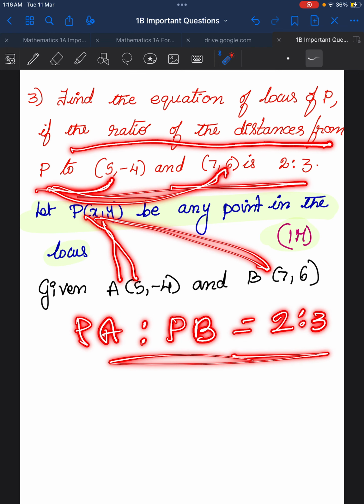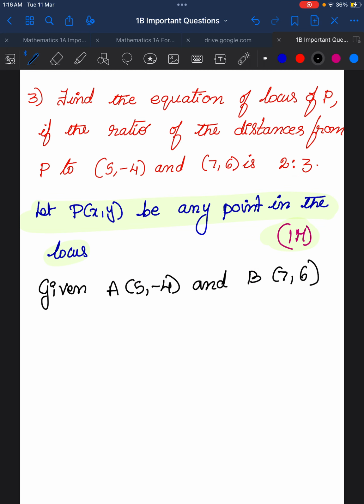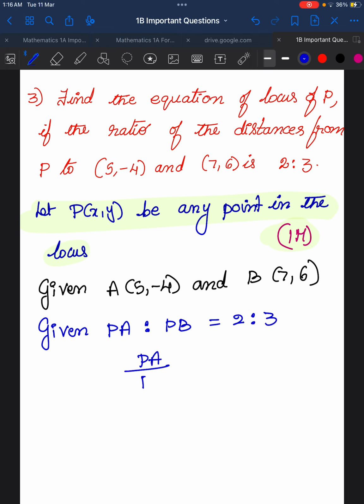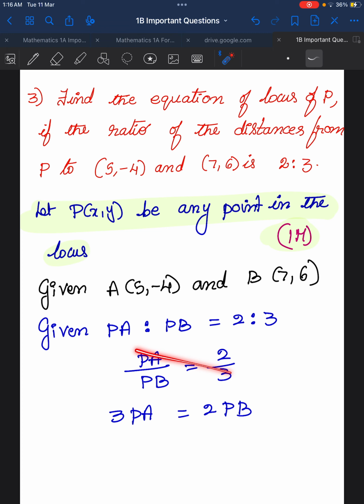All of you try to read the sentences perfectly. So what is given? Ratio of distances from P to A and B: PA is to PB is 2:3. What is the meaning of ratio? That is PA by PB is equal to 2/3. 3 times PA is equal to 2 times PB. What I did is just cross multiplication, so I got 3 times PA is equal to 2 times PB.